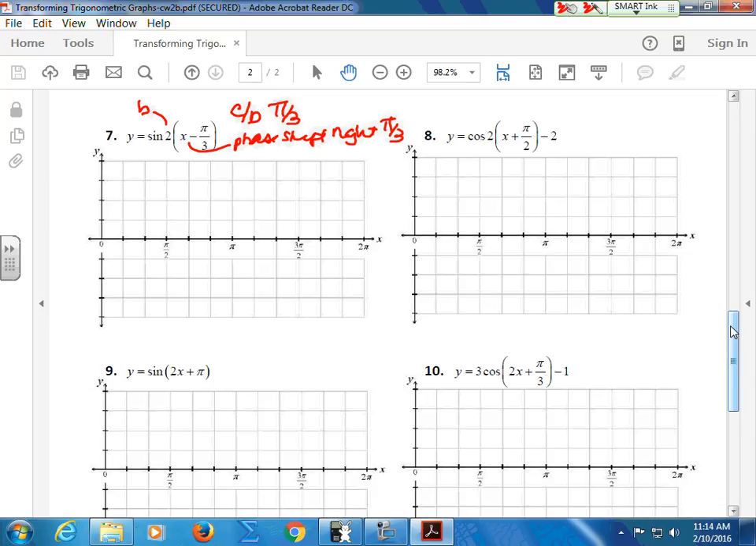What is pi over 3 in degrees? 60. Which means I can't start at 0. I'm going to start at, this is 30, this is 60. I'm going to start right here and make my sine curves. Okay. Now, I have no amplitude change. I have no vertical shifts, right? So my sine goes 0, 1, 0, negative 1, 0. But I have to deal with a couple of things here. I now have a frequency of 2, which means I have 2 complete curves in 2 pi. So how long does it take me to make 1 complete curve?